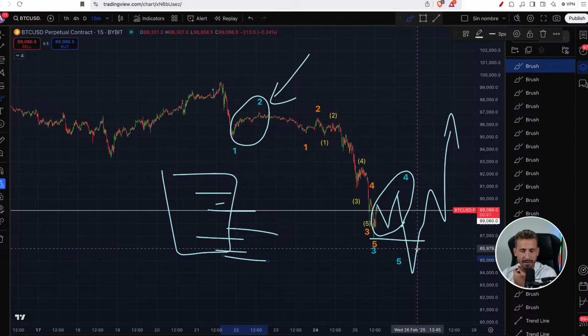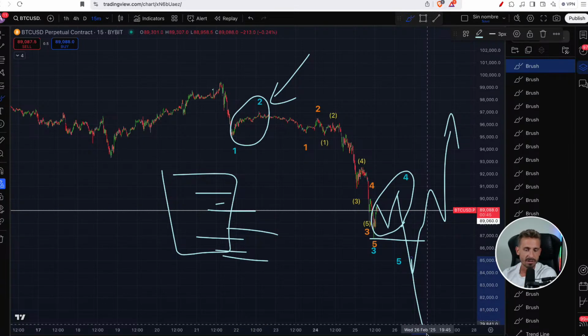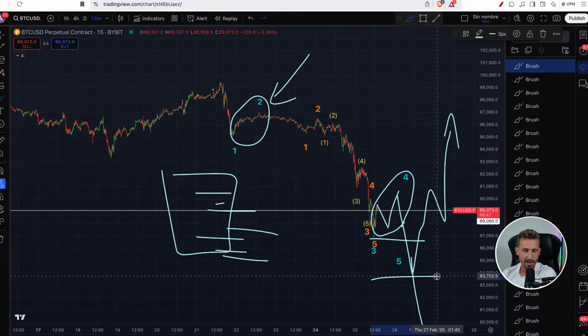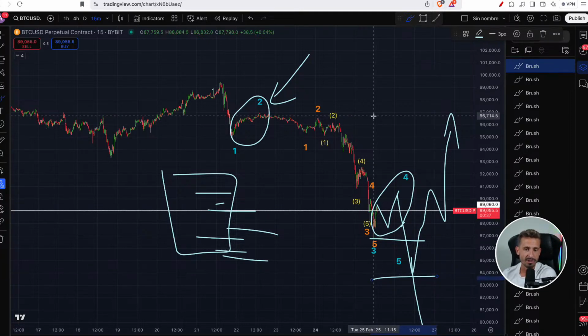We could break down the lows and go to $70,000. I would be willing to take the loss on that scenario because I'm managing my risk. I know how much I can risk on a swing trade.